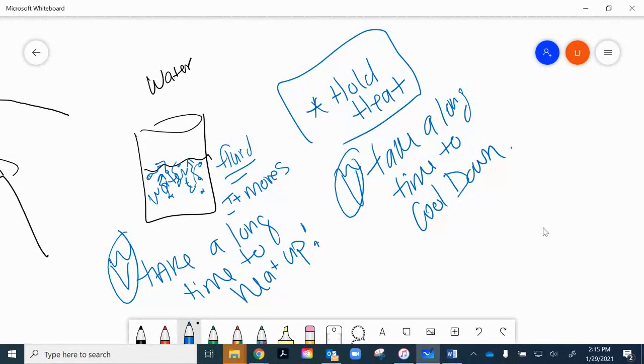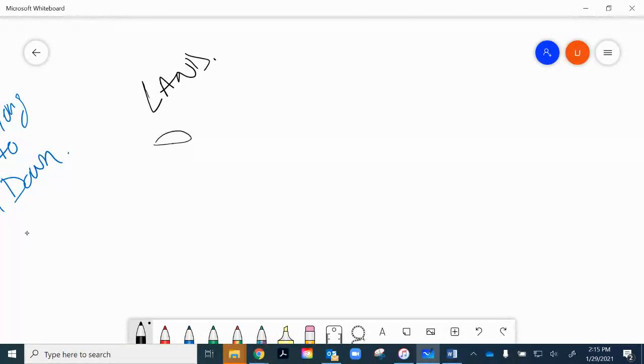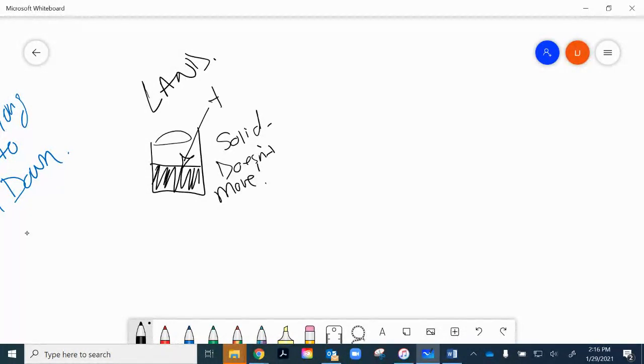If I look over at land being different, if we had a cup of just dirt sitting here, it's a solid, so it doesn't move, believe it or not. And the top portion just keeps getting heated. That's basically what happens. It's not moving around. So you're just going to see this thing heat up really fast.